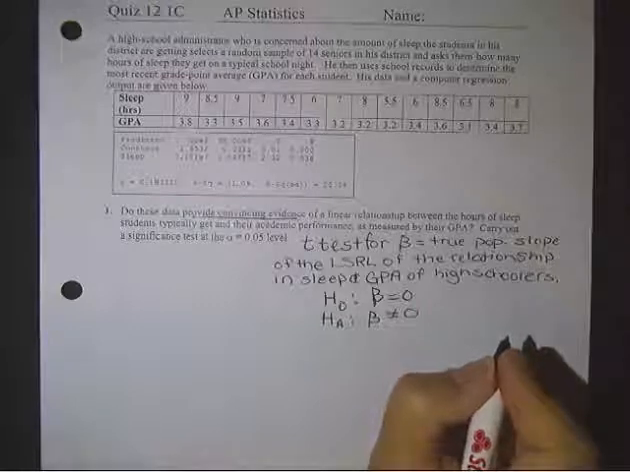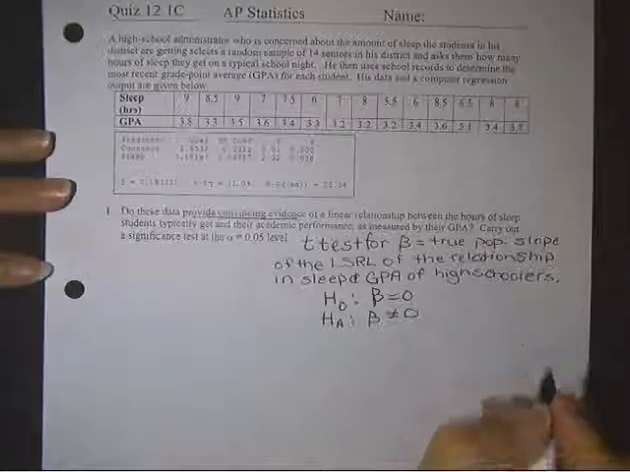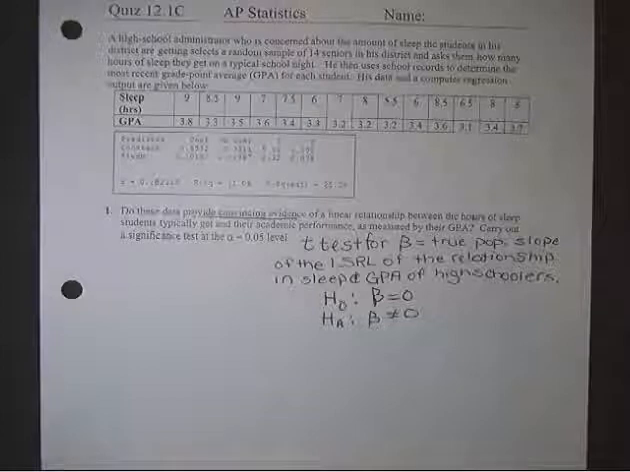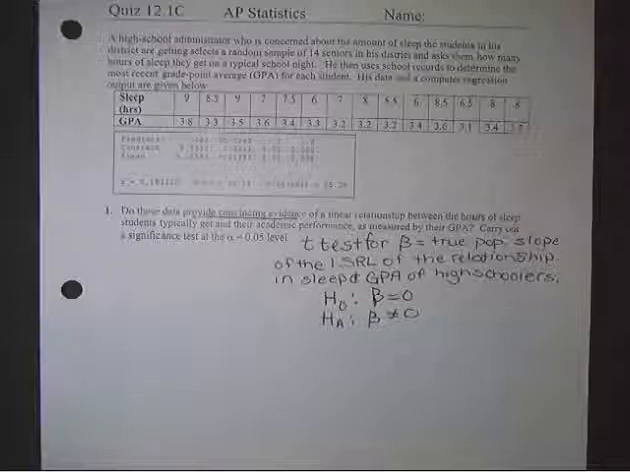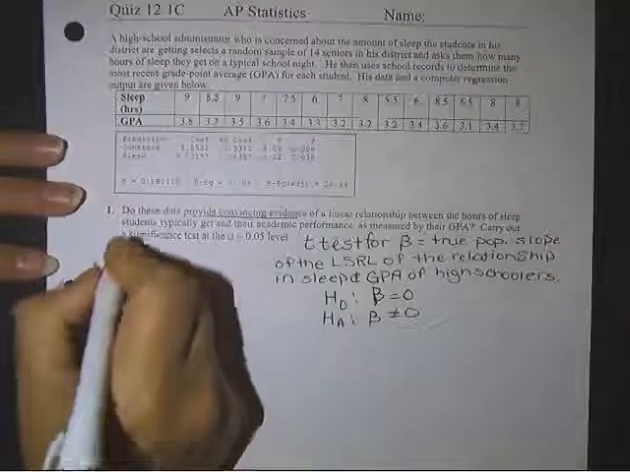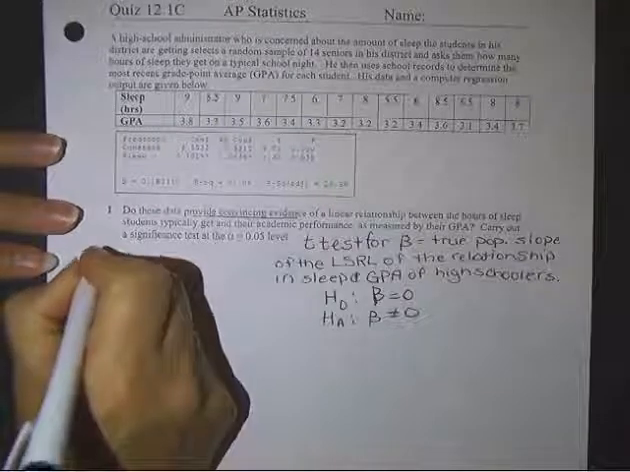Okay, so next we want to check our conditions, and as I said, you won't do this on an exam. You won't have to go through all your conditions if you're running this test, but it is quite possible that they will ask you to. So we're going to go through them here. So the first thing we're going to do, LINER. First test is a linear relationship.